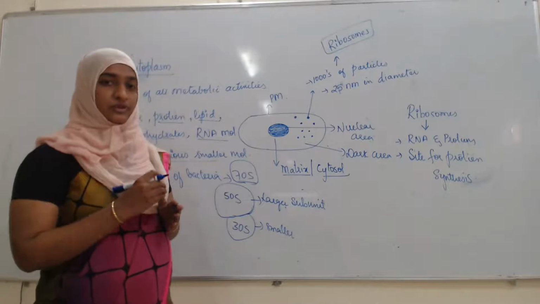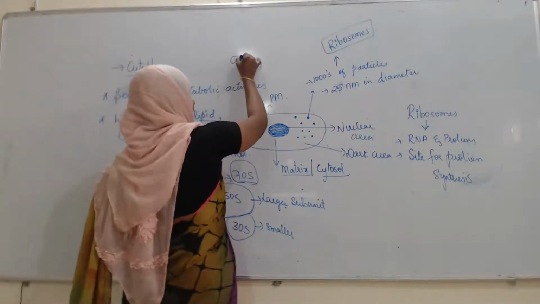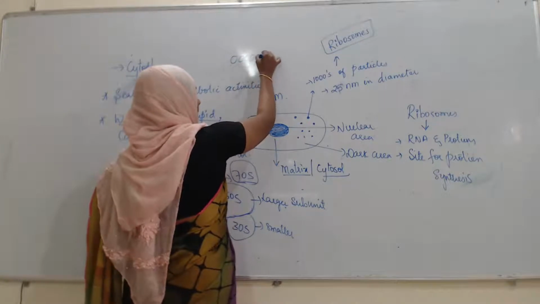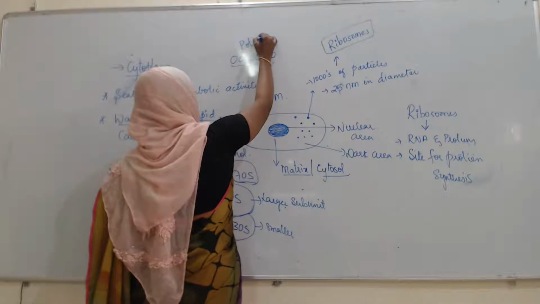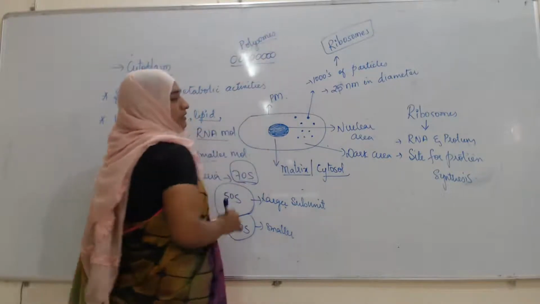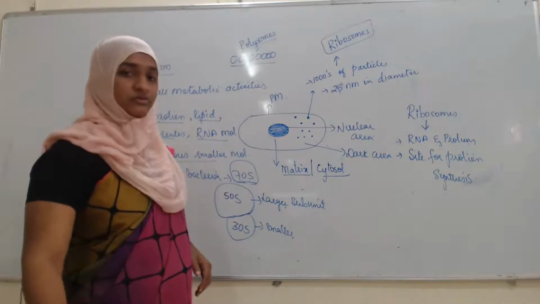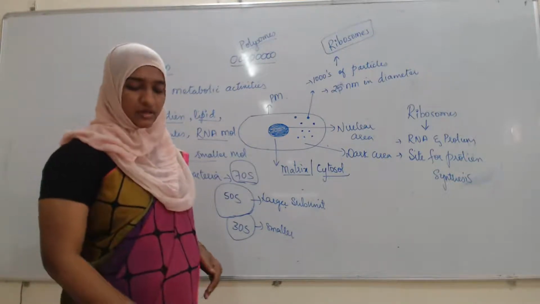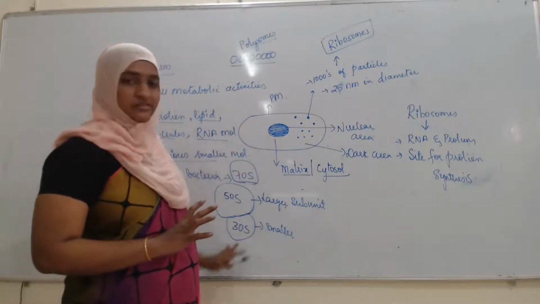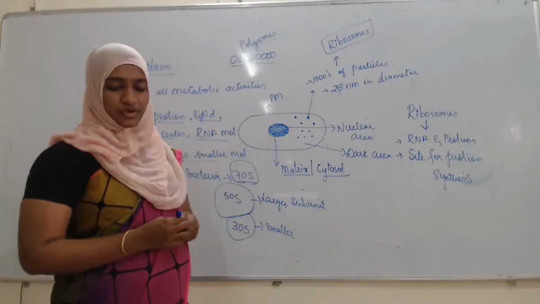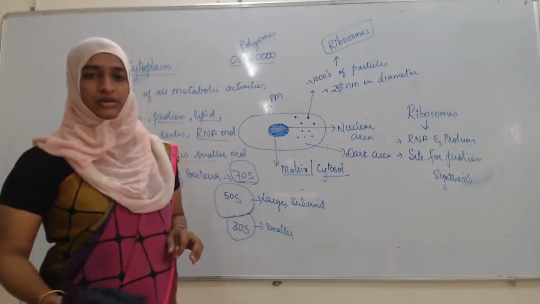Many ribosomes present together in a chain-like structure are known as polysomes, or else polyribosomes. Except this, that is about the cytoplasm. Next we will go for some of the reserve materials which are present in the prokaryotic cell.